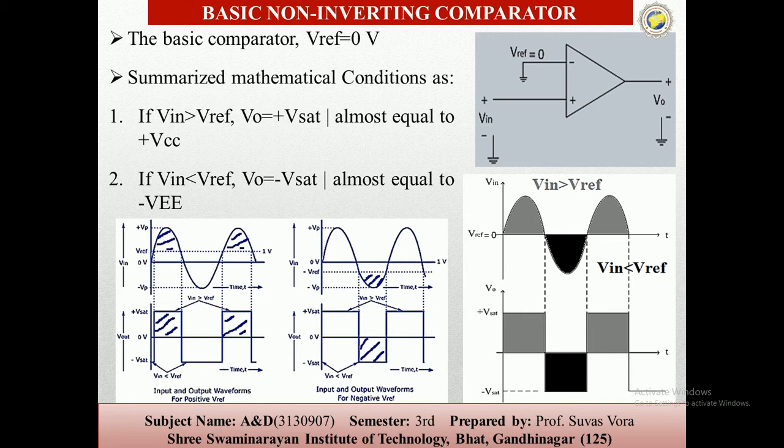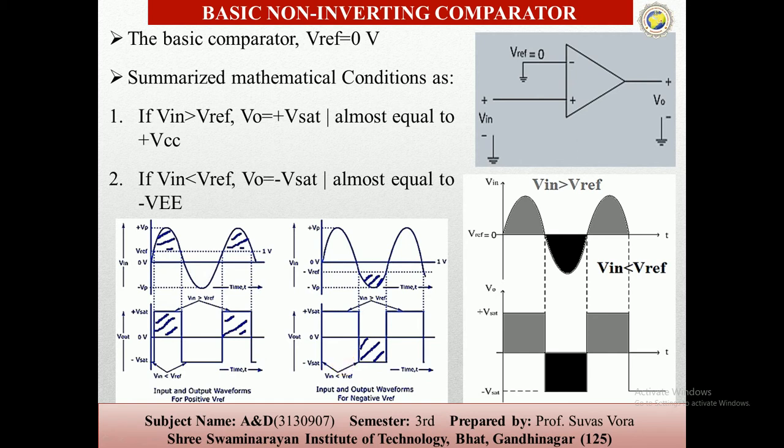These are the other figures for the basic non-inverting comparator. This is the waveform of the basic circuit: if V in is greater than V reference, only the positive part is given at the output, and if V in is less than V reference, the negative part is cut off. In a similar way, consider the input and output waveforms for a positive reference, where V reference is given as 1 volt. If we set V reference to 1, the waveform is clipped at that level and we get the output in the positive. Similarly, if the V reference value we put is negative 1 volt, we get the output in the negative.